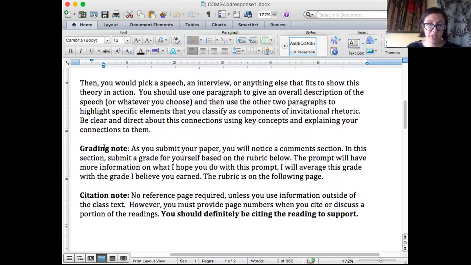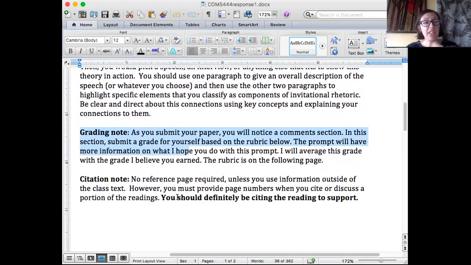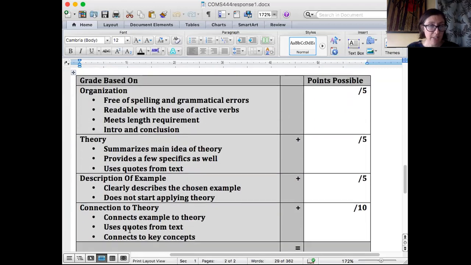Don't forget you grade yourself when you submit your paper. That's really important, and make sure that you're using the rubric that I'll show in just a second to do that. The other thing that's really important here is you don't need a reference page, but you must cite the reading in order to get full credit. So don't forget to use the reading for this paper and all the papers that you do in this class.